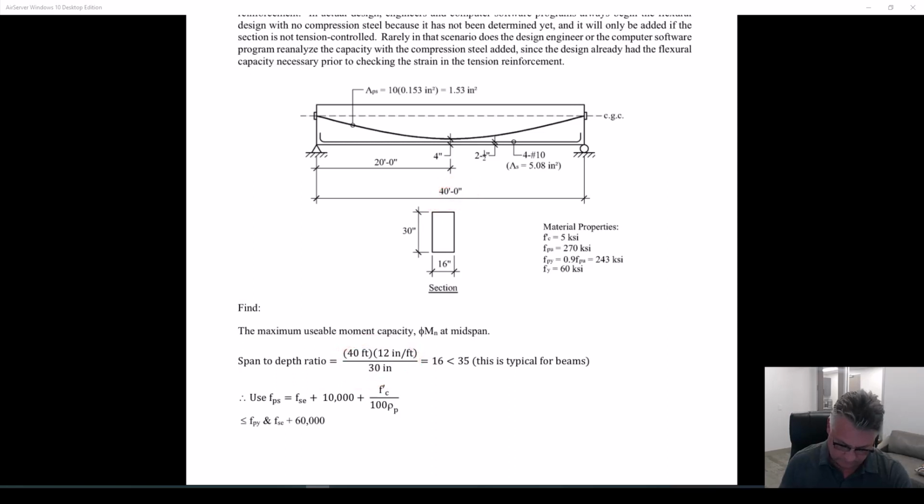40 feet divided by 30 inches, 16. It's less than 35. That tells us this is the equation. It's the beam equation. It's the FPS that has 100 in the denominator. That really should always be the case in this class for you.